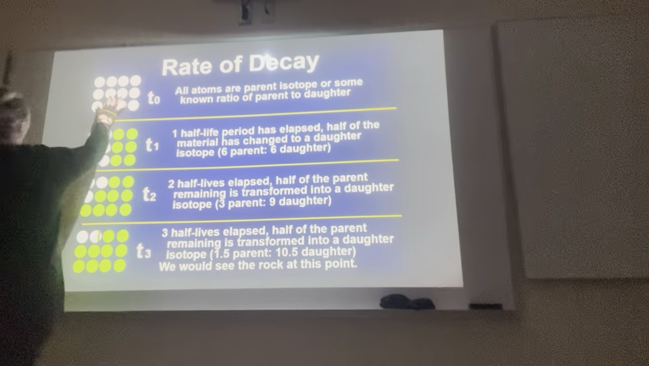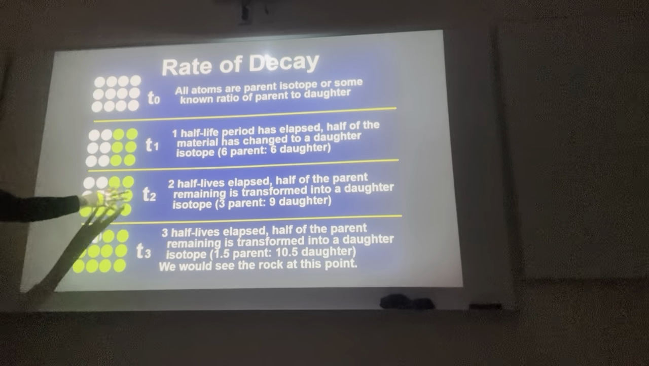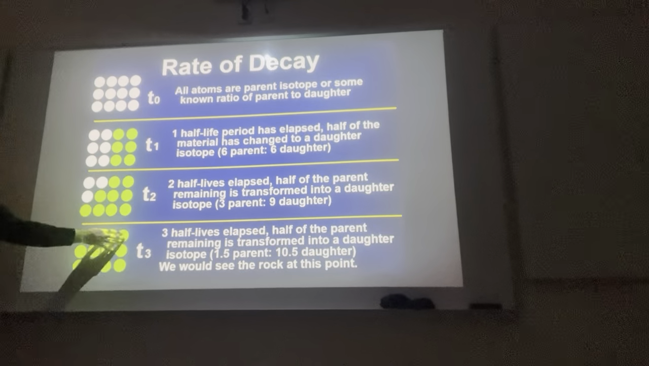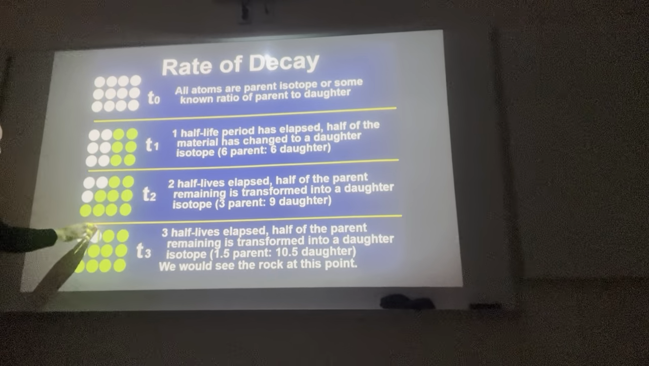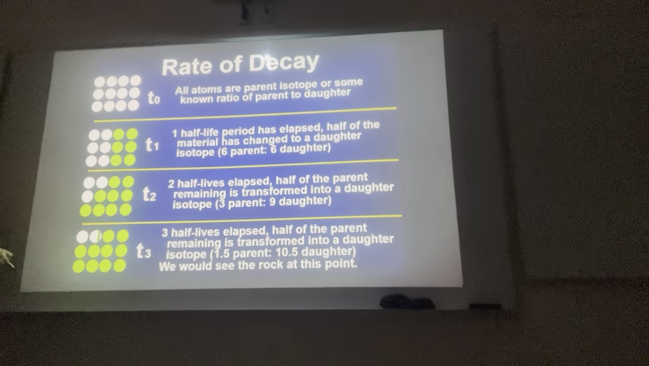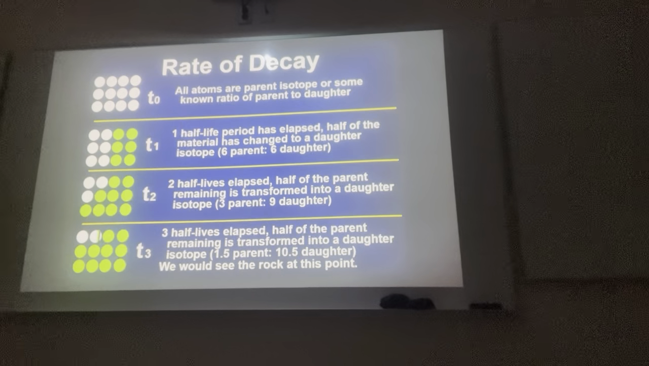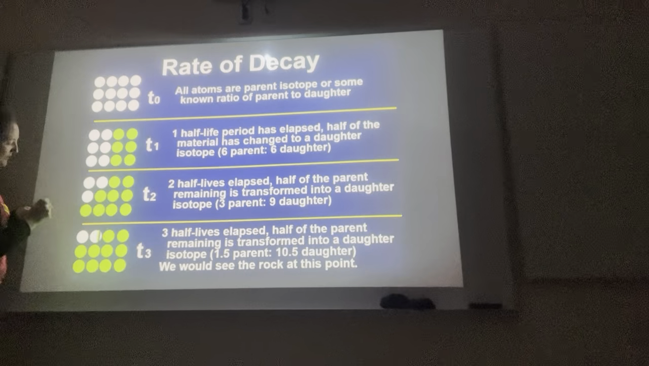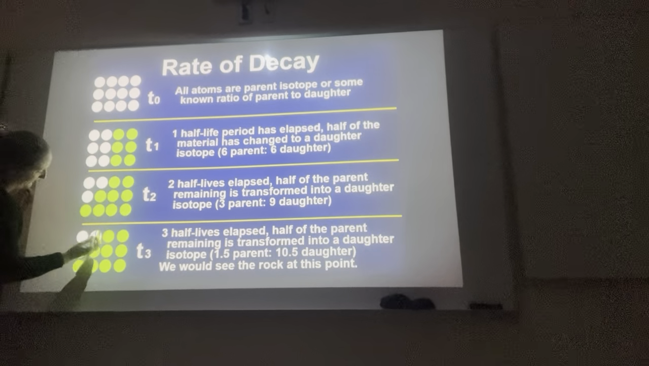So we went from 12 white to 6, and 6 to 9 and 3, and then this should really be like 10 and a half, and 1 and a half. I don't know why this isn't really in the middle. It should really be here. Okay, and these are green.